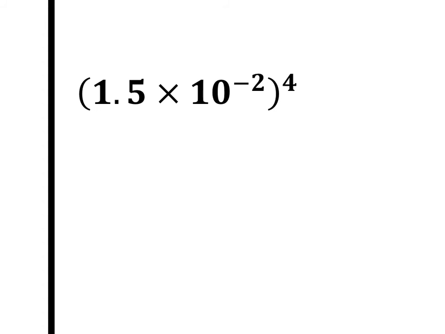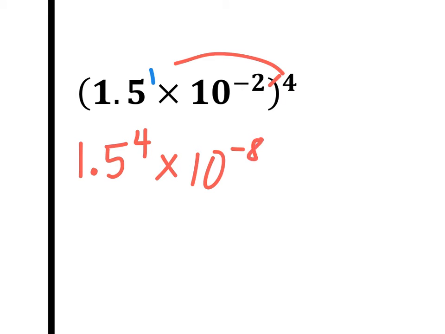Ooh, this is a good one. This is power to a power. Sarah, what do I do with my exponents when I have power to a power? Yep, so 1.5 has a power of 4. You're going to distribute that exponent. 1.5 to the 4th times 10 to the negative 8th. 5.0625.